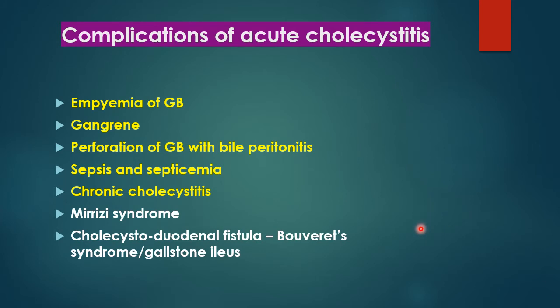What are the complications of acute cholecystitis? Empyema of the gallbladder, gangrene, perforation of the gallbladder with bile peritonitis, which is a very serious complication, secondary bacterial infection leading to sepsis and septicemia. Recurrent attacks may lead to chronic cholecystitis, Mirizzi syndrome, and cholecystoduodenal fistula, which can lead to Bouveret syndrome or gallstone ileus.